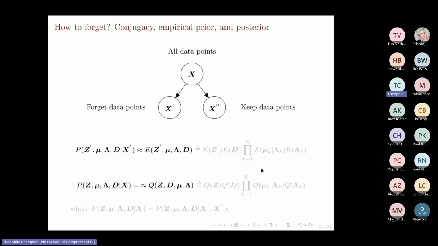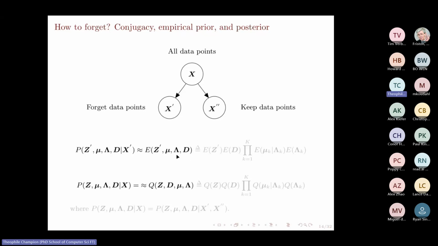It's like the definition of the factors mirror the one in the prior. So Z was a categorical, it still is. D was a Dirichlet, it still is. Mu was distributed according to a Gaussian, it still is. And this is still a Wishart distribution.